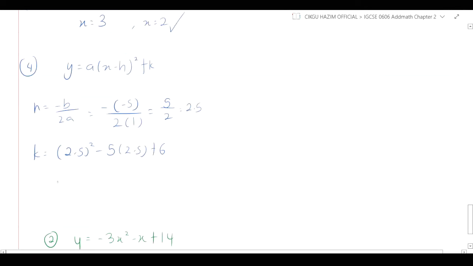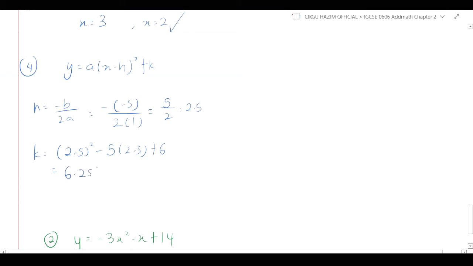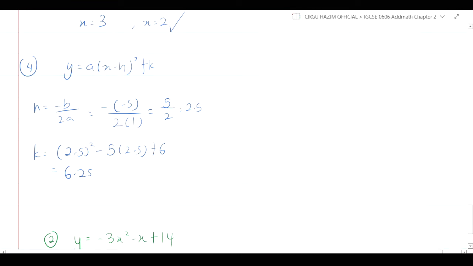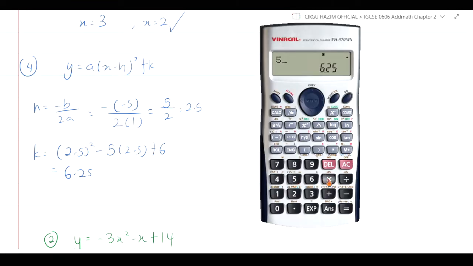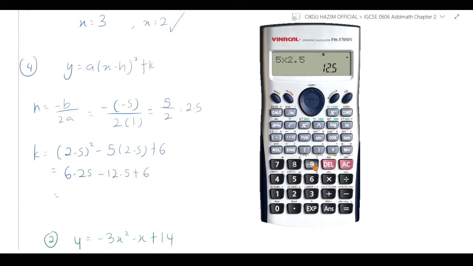Okay, alright, so what is going to be? This one you can press in the calculator if you're not sure. Press mode 1 here. 2.5 squared will be 6.25. 5 multiplied by 2.5, you can press it in the calculator as well. I'll show it to you later. So 5 multiplied by 2.5 will be 12.5, so minus 12.5 and plus 6. This is the same example that I showed you in the second video, I think. So 6 minus 12.5, sorry, it's 6.25.